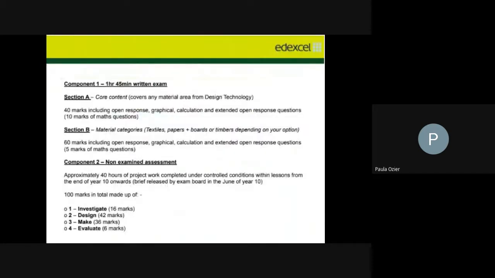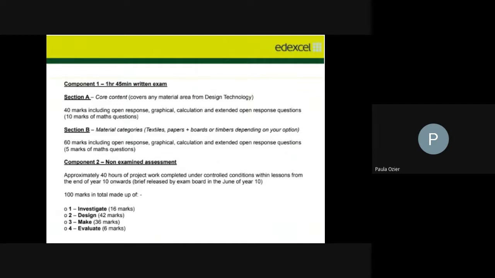So going back to component 1, so our written exam, there's 2 sections. The first one is called the core content, and that covers all material areas in design technology. So regardless of which one you've selected, you will learn the basics of all material areas. So you'll learn about timbers, textiles, papers and boards, electronics, systems and controls, metals and polymers.